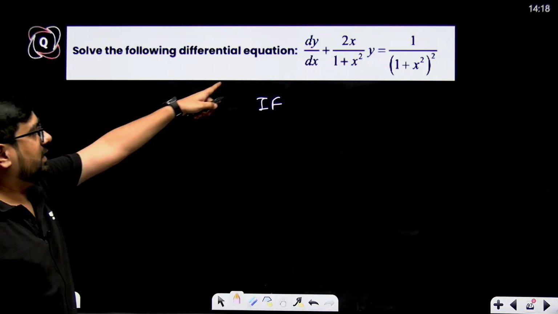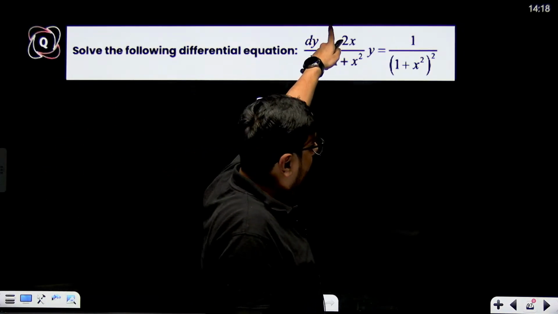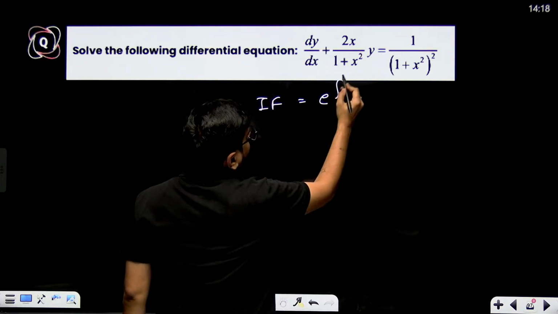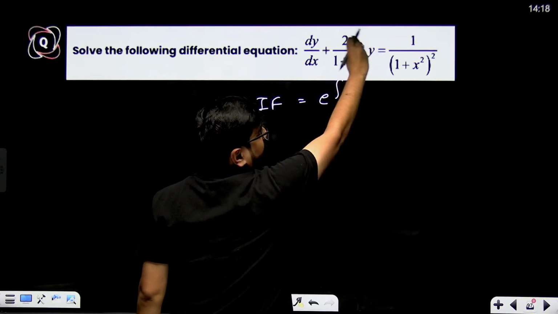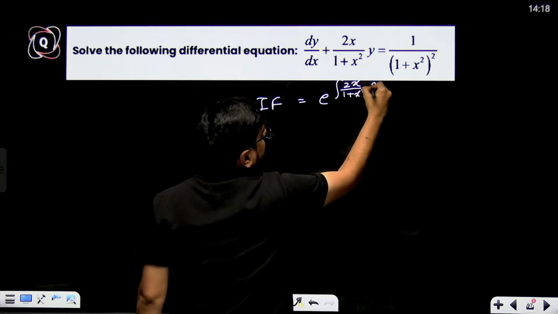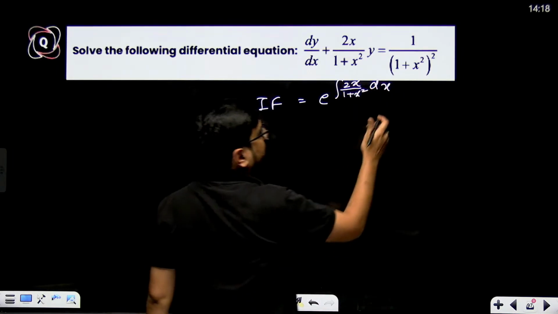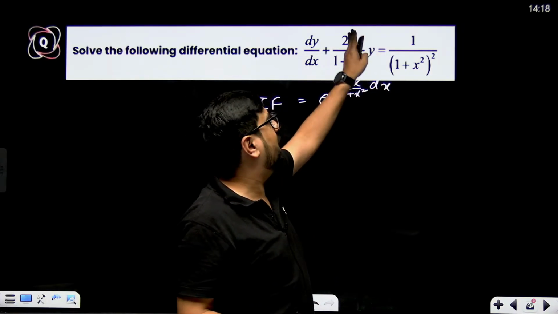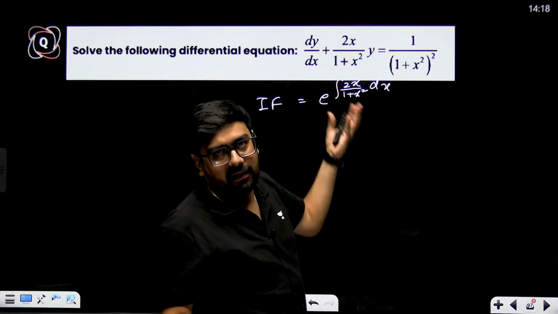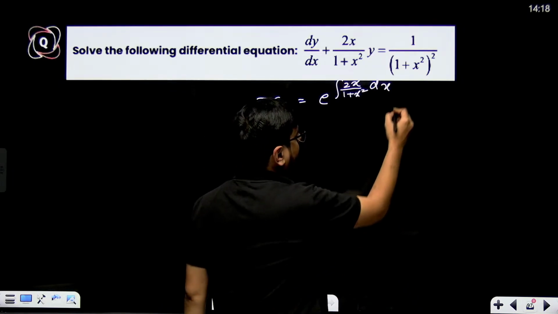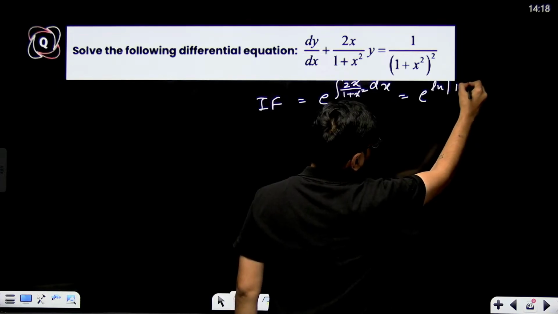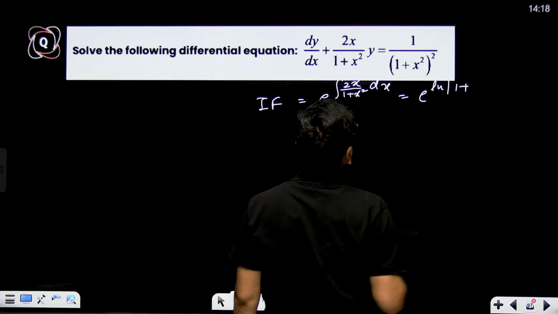So here our differential equation is in y. Our integrating factor will be e to the power integral of p, which is the coefficient of y. So p is 2x by 1 plus x square dx. Obviously you can see dx and dy, no need to get confused, because this will be in x. If it is a differential equation in y, then p will be a function of x. So this will become e to the power ln of 1 plus x square, and 1 by 2 also will come, na?